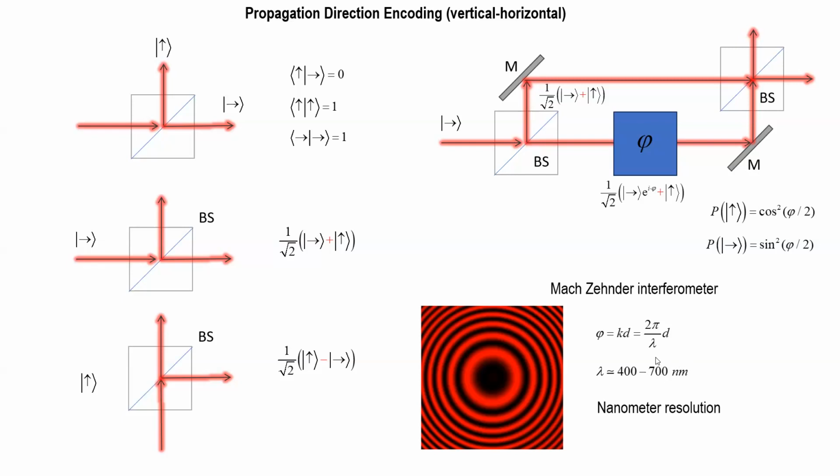And using this interferometer, we can detect changes in the phase with tens of nanometers or even nanometer resolution. All right, so this is called the Mach-Zehnder interferometer, and this is one of the most sensitive systems, highly used for sensing applications.